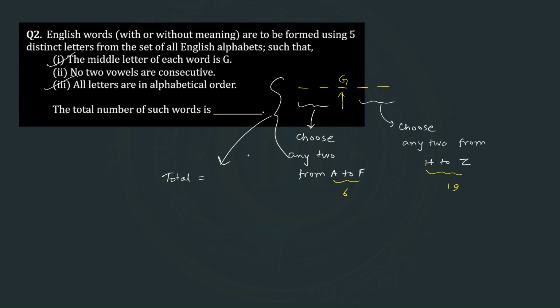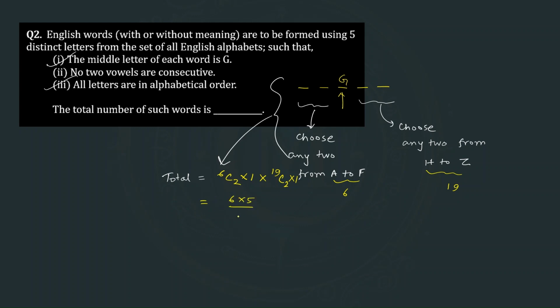So we can select two letters out of these six and fill them in only one way. That is the alphabetical order. Similarly, we can select any two of these 19 letters and fill them in only one way. So the total number of words satisfying conditions 1 and 3 is 6C2 into 19C2.